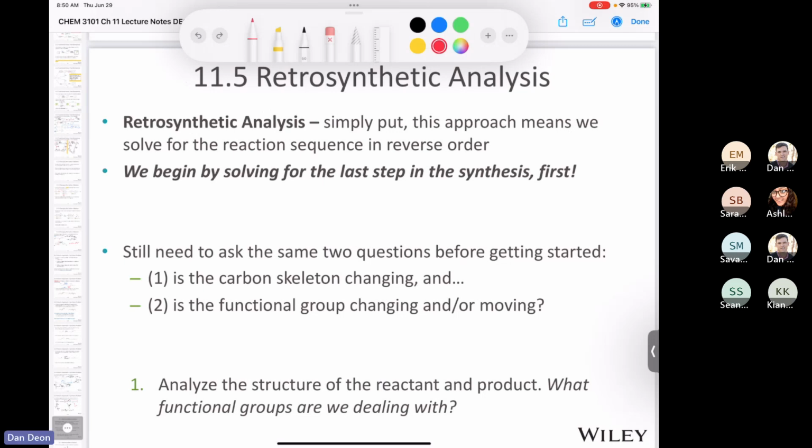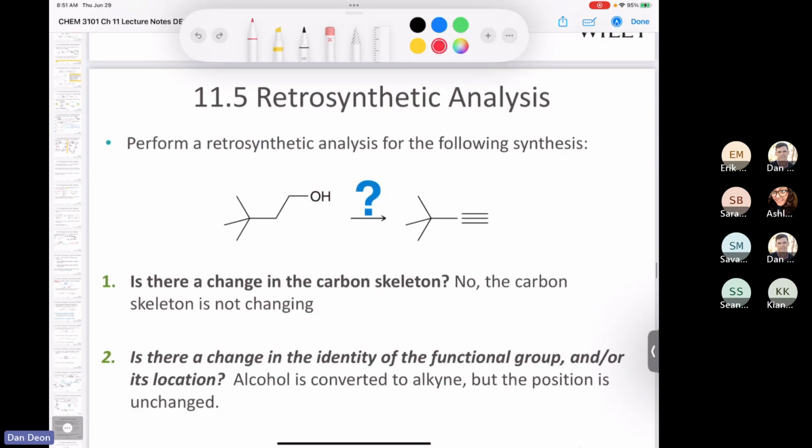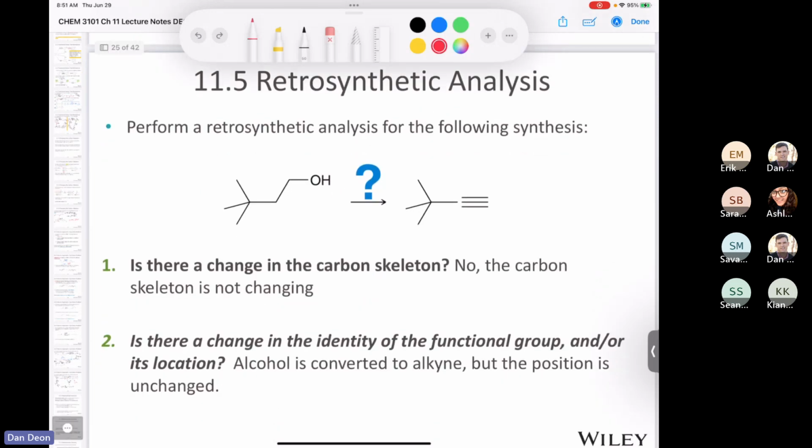I said, give me a thumbs up. Is there anybody who uses retrosynthetic analysis already? Or sometimes if you get stuck, you just say, I'll just go backwards one step. Yeah, absolutely. It's really handy. So I encourage you to try this. So let's say you had this reaction here.